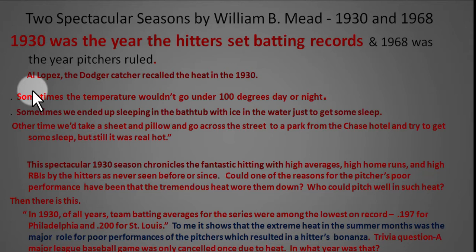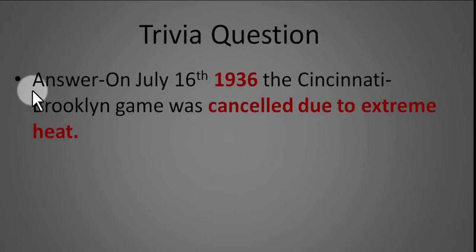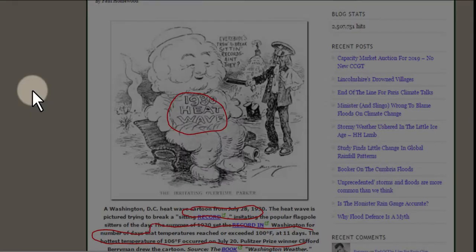Here's a trivia question for you. When was the only time a Major League Baseball game was canceled due to heat? Answer: on July 16, 1936, the Cincinnati-Brooklyn game was canceled due to extreme heat. This is a cartoon from July 28, 1930, which says the summer of 1930 set records in Washington for days that the temperature reached or exceeded 100 degrees Fahrenheit, at 11 days.